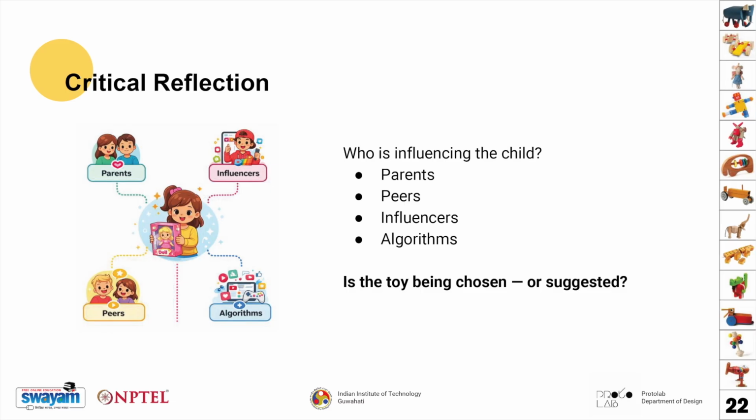When a child expresses a desire for a toy, where does that desire come from? Is it shaped by their own curiosity and play experiences, or is it influenced by what they have seen online? Parents, peers, influencers, and digital algorithms all play a role in shaping what children are exposed to and what they come to want. This does not mean that all influence is negative. However, it does highlight the complexity of modern play environments.